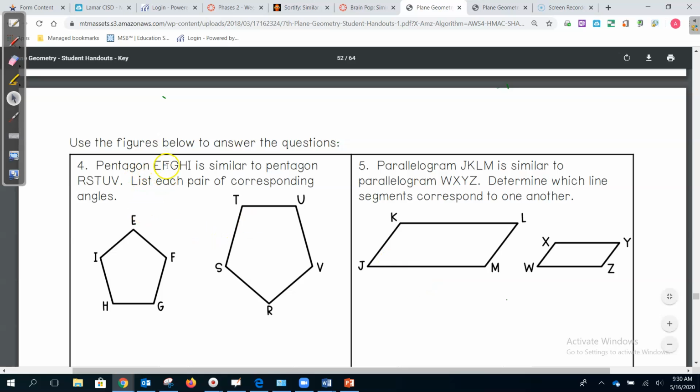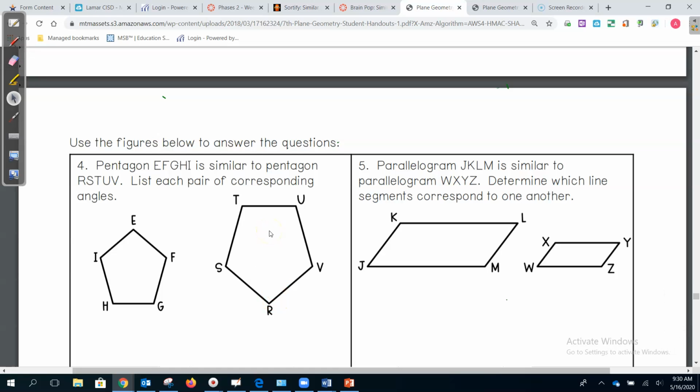So we're gonna use these figures and we're gonna answer these questions. Pentagon EFGHI is similar to pentagon RSTUV. So this guy right here, he's just smaller. This is a larger one, and this one has obviously been flipped and rotated. They really need to tell you that because you could start matching the wrong angles. So here we're just matching the angles.